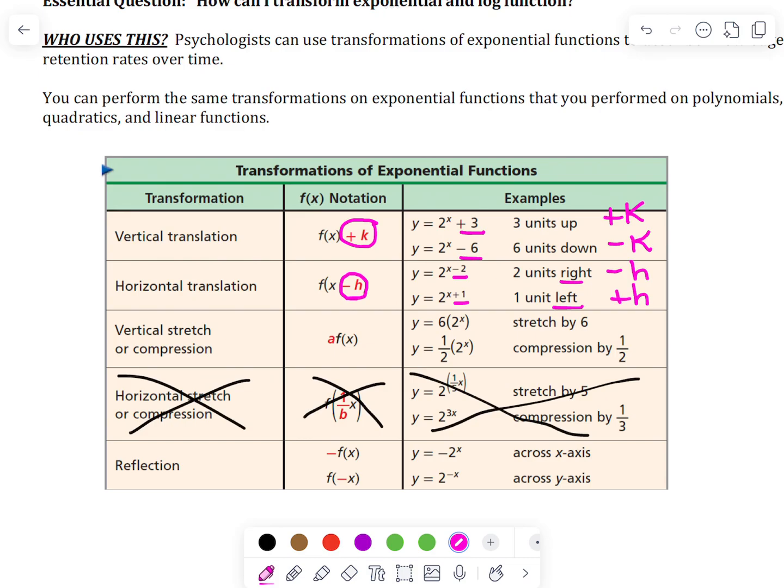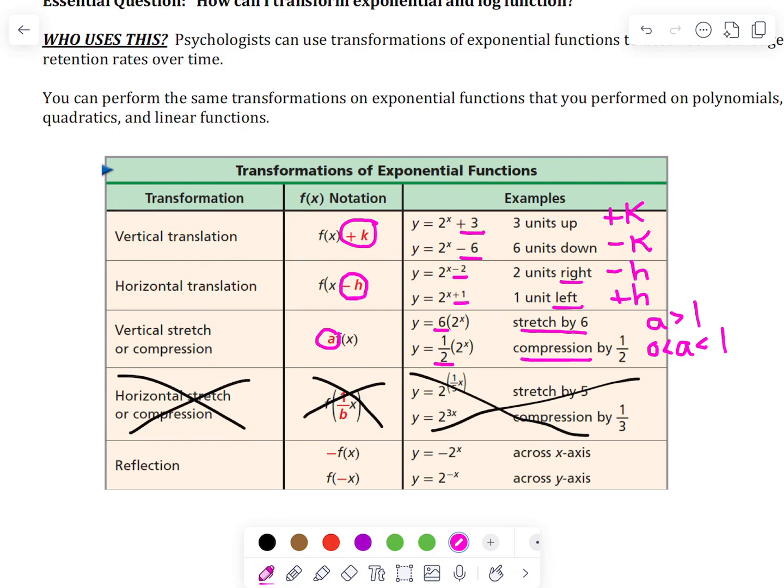The next thing that can happen is vertical stretches and compressions. These happen in front of the exponential. So notice that here is my multiplier of 6, so it's going to stretch it. And that is because our a is greater than 1. If our a is a fraction, a number greater than 0 but less than 1, it'll compress it.